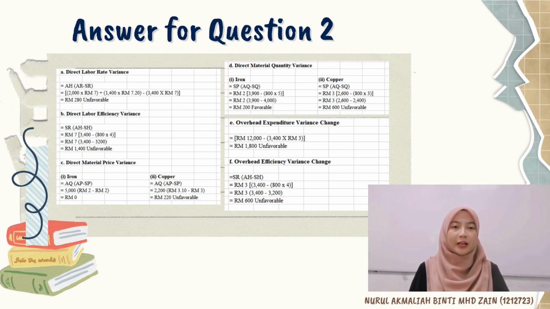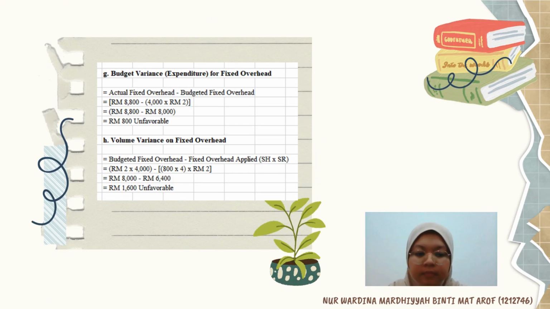The formula for overhead efficiency variance is overhead efficiency variance equal to standard rate times actual hours minus standard hours. The standard rate is RM3. The actual hours worked are given as 3,400 hours. The standard hours for the actual production are calculated as 800 units, each requiring 4 hours. Therefore, the company incurred an unfavorable overhead efficiency variance of RM600.